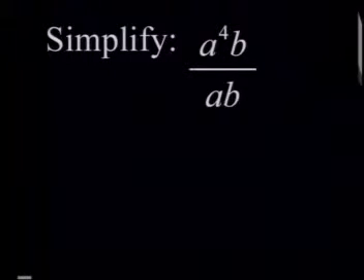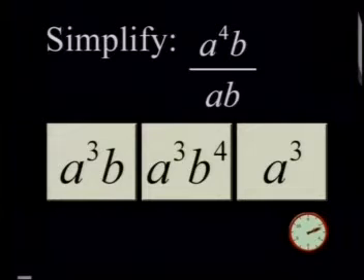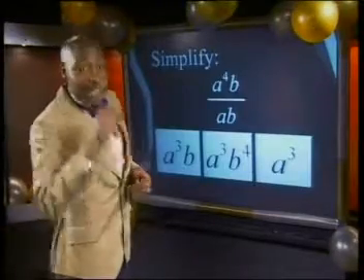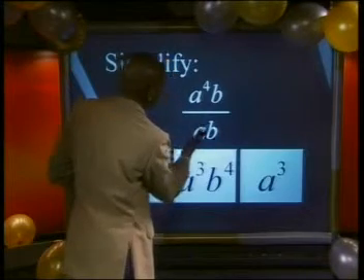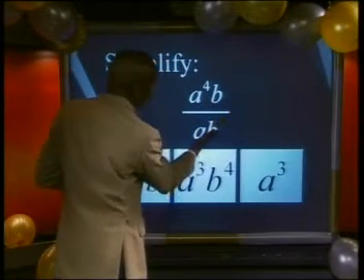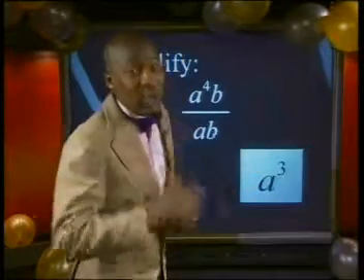A to the power of 4 multiplied by B, all divided by A multiplied by B. And here are 3 possible answers. Which one is correct? This was easy, right? Let me show you. You subtract the exponents of the A's and cancel the B on the top and on the bottom. Then you're left with A to the power of 3. Told you it was easy.